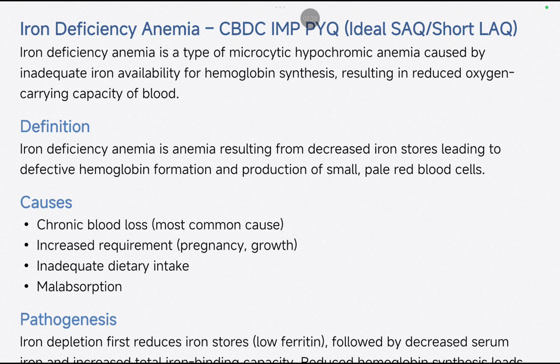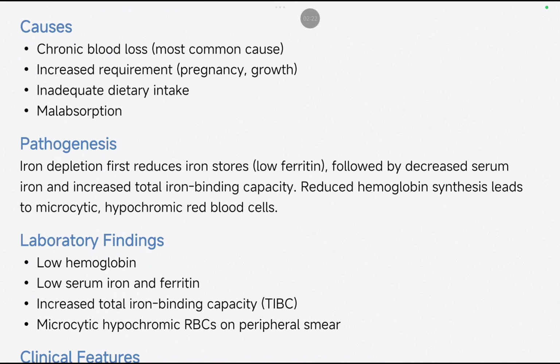causing anemia. Pathogenesis. See, you have to remember that iron depletion first reduces iron store. In our body, iron is stored as ferritin. So our ferritin level goes down, which follows by decreased serum iron and increased total iron binding capacity. Meaning, whatever iron is left is bounded and not available for the body to use. This leads to reduced hemoglobin synthesis, leading to microcytic hypochromic red blood cells.